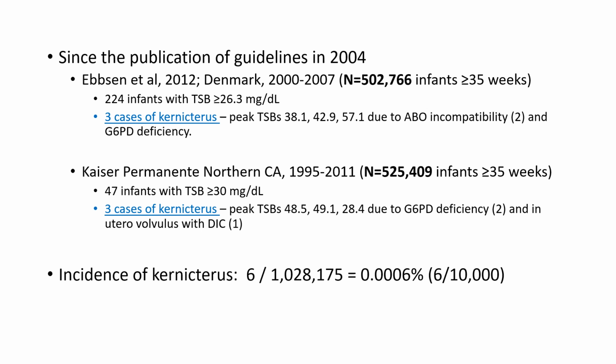The similar data in California, with almost the same number of babies enrolled, more than or equal to 35 weeks gestation, reported only 3 cases of kernicterus. 2 of them were secondary to G6PD, and 1 was a patient who was very sick in the ICU. So what does it mean? It means the incidence of kernicterus is very, very low. It's reported as 6 per 10,000 infants with hyperbilirubinemia. So it's very, very low.